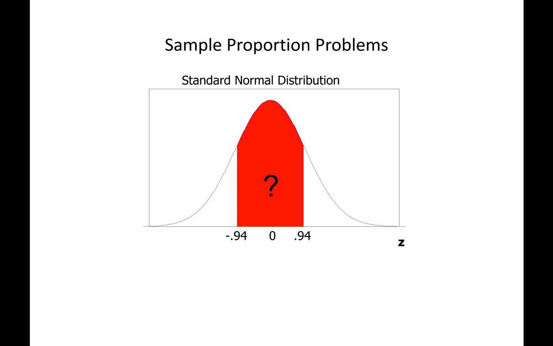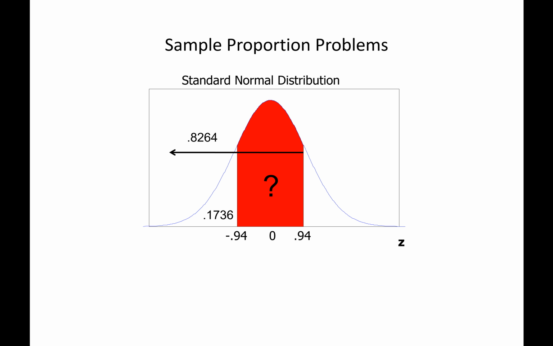Now that we have the z value, we can look it up in the table in the book, or use Excel or Minitab to find the area. We see that 0.94 has 0.8264 of the area to the left of it, and we want that as part of our answer, but we don't want all of that. Instead, we have to subtract the probability of being less than negative 0.94, which is 0.1736.